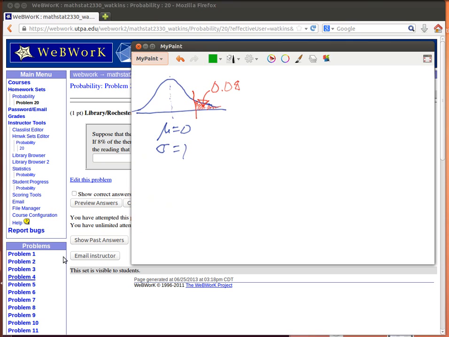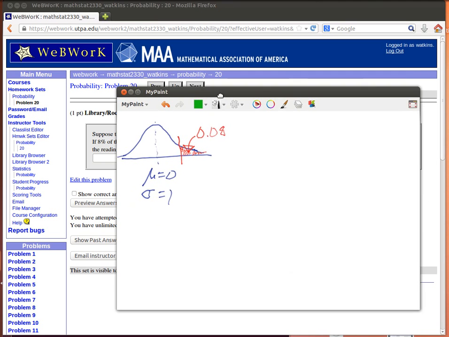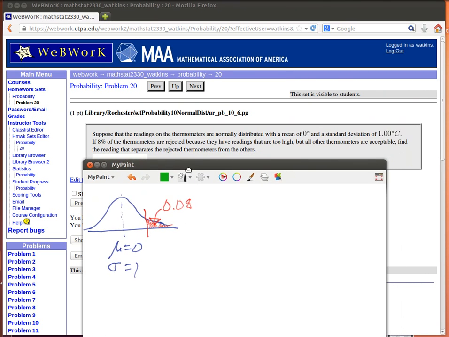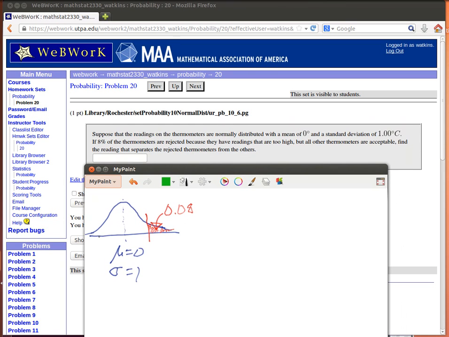So here's what we're going to do. I've tried to sketch that standard normal distribution here so that we can look at it. It's kind of a rough sketch, obviously, but there's the normal curve. I know that the mean is 0 and the standard deviation is 1. And there's some number right here. That's the number that I'm looking for. I'm looking for that number so that 8% of the population is above that number, because I know that 8% of them are rejected.